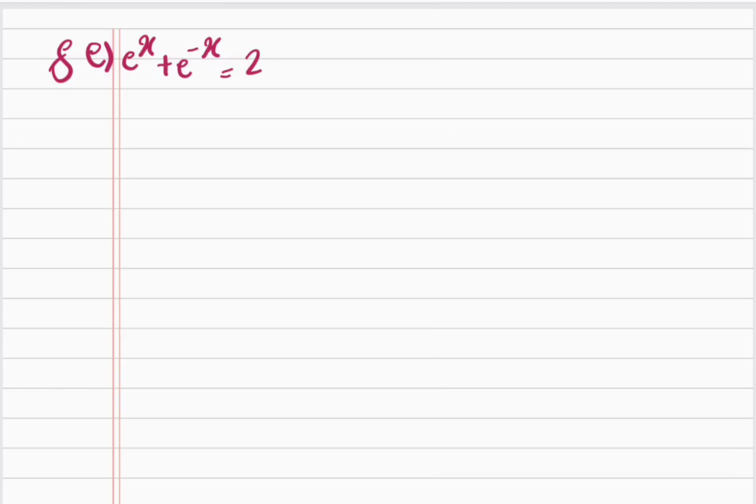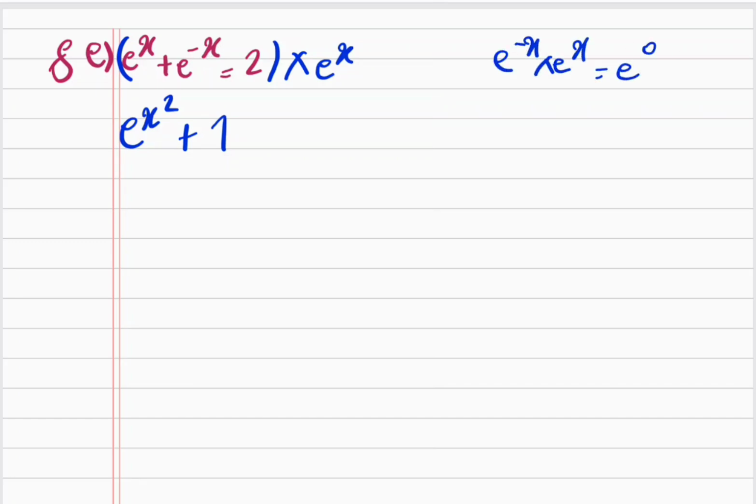A very common trick is basically multiplying both sides of the equation by e to the x. Sometimes it might be e to the power of x squared, but in this case it's e to the power of x. Because if we do so, then the first term becomes e to the power of x squared. So again, we are just multiplying the equation by e to the power of x. The first term is e to the x squared. The second term becomes 1 because we'll have e to the minus x times e to the x, which is just e to the power of 0, and that's equal to 1. And then here we'll have 2e to the power of x.